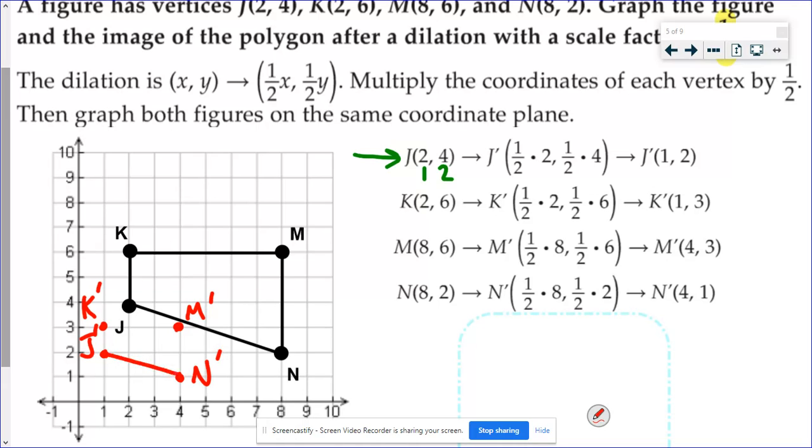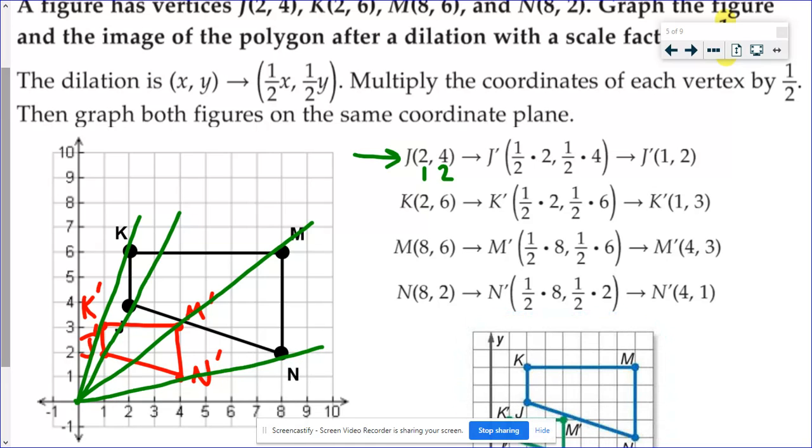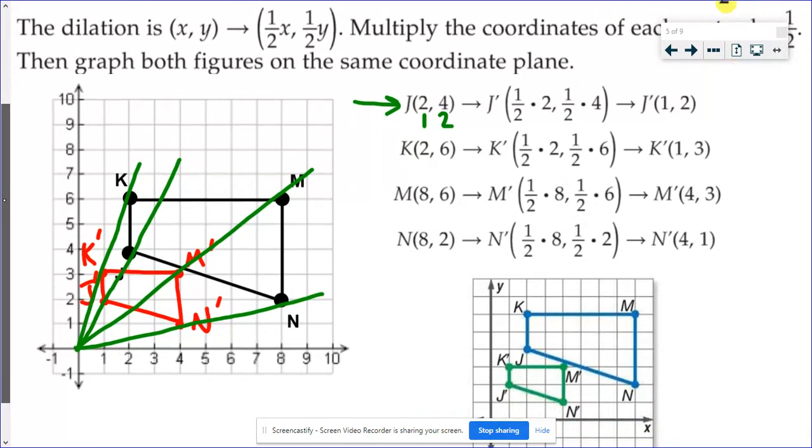So here's my new image. You can see it's the same shape, and you could draw a line from the vertex or from the origin through each pair of vertices that match up. So those are my J's, here are my K's, and then my M's and my N's. They all line up. Again, there's a graph that's better than mine, but that works.